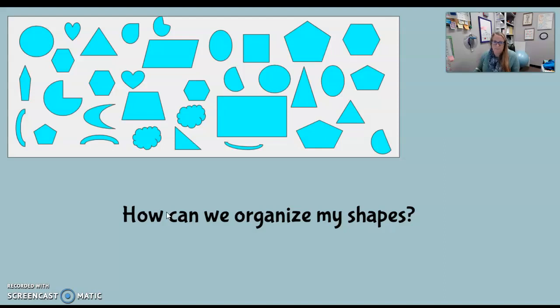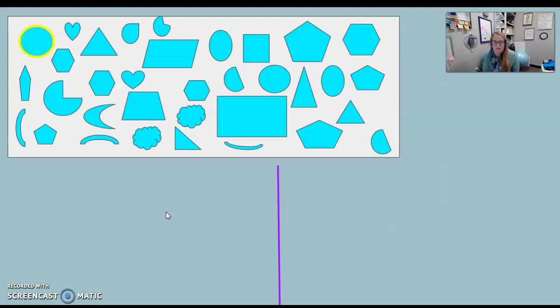So let's look at them for a second. What could we do? How could we organize them? I want to put them into two different categories. So I'm going to have this side and I'm going to have this side. So let's look at this one first. This is a, what? What is this? Yeah, it's a circle. So I'm going to put it over here.